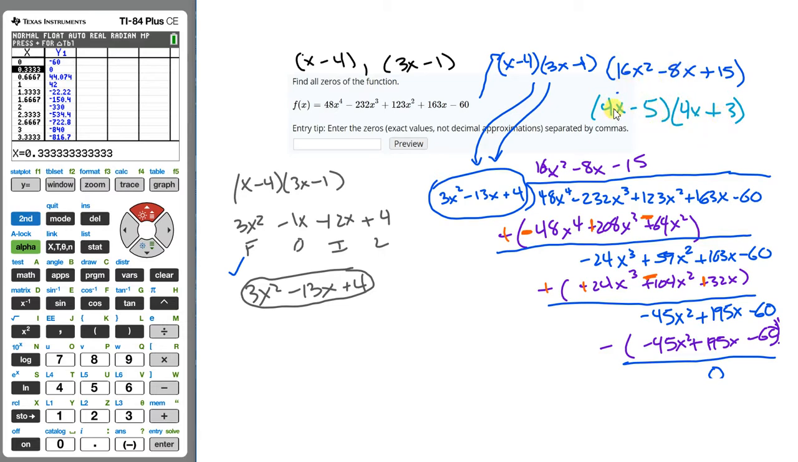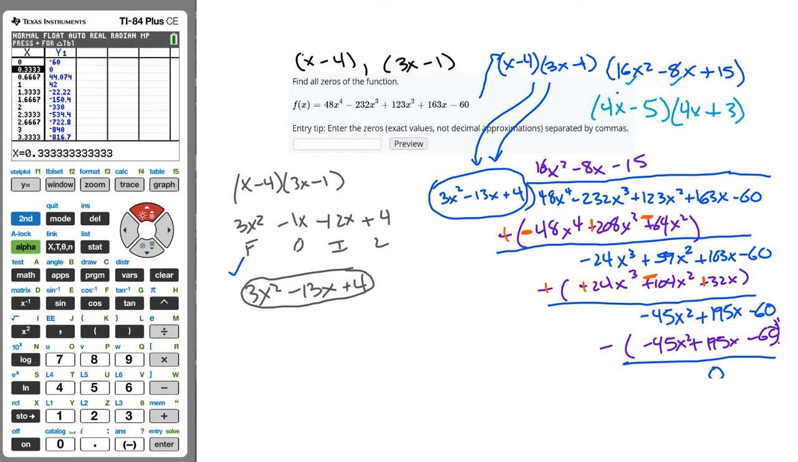So let's just double check the FOIL. 4x times 4x, 16x squared, right? Check. 4 times 3 is 12x's, right? 12x's minus 20x's is negative 8x. And then negative 5 times 3 is, oh, wait a minute. I should be getting plus 15, huh? Whoops, I guess I goofed up. Hang on a second.